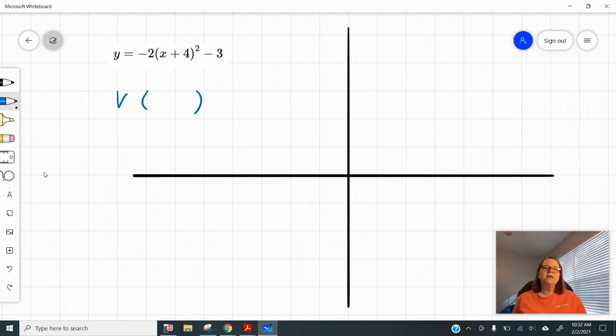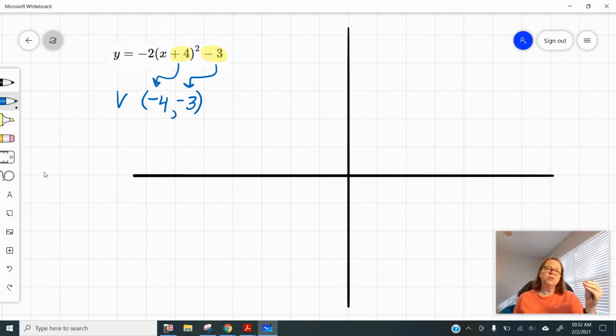All right, so vertex form is simply that you take the opposite of whatever number's in the parentheses, and then you take the number at the end. And that creates your vertex. Or that's where your vertex comes from. So the 4 inside the parentheses becomes a -4 as a vertex. And then -3 outside stays -3 in your vertex.